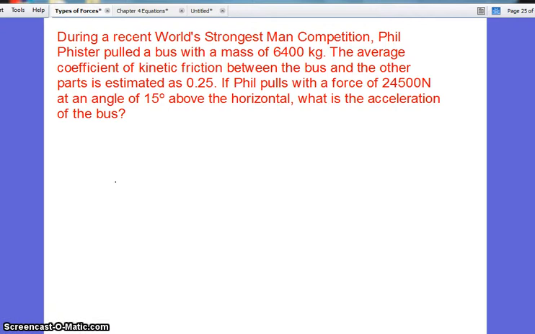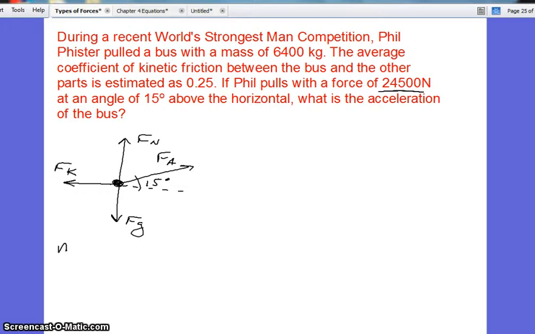We start by drawing that free body diagram, and we're on the Earth, so there is a gravitational force. We're on a surface, so there's both a normal force and a frictional force. Now, if the bus is being pulled to the right, which I will assume it is, then the frictional force is to the left. And it's kinetic friction because it is moving. There is no string, rope, or cable, but we're going to consider Phil's pull to be an applied force, which is at a 15-degree angle.